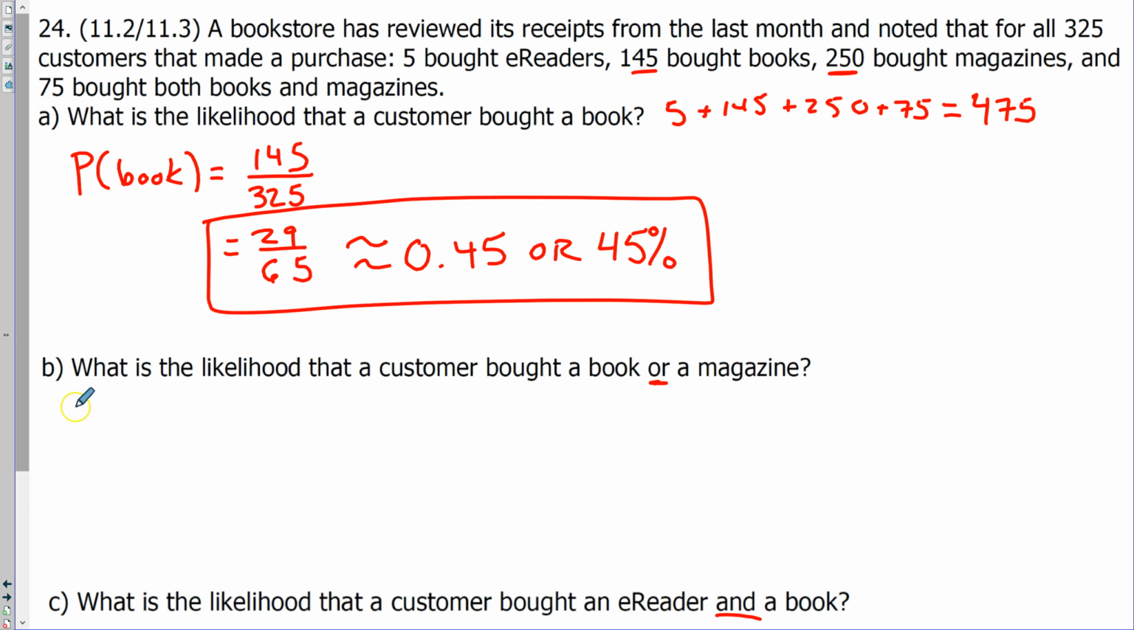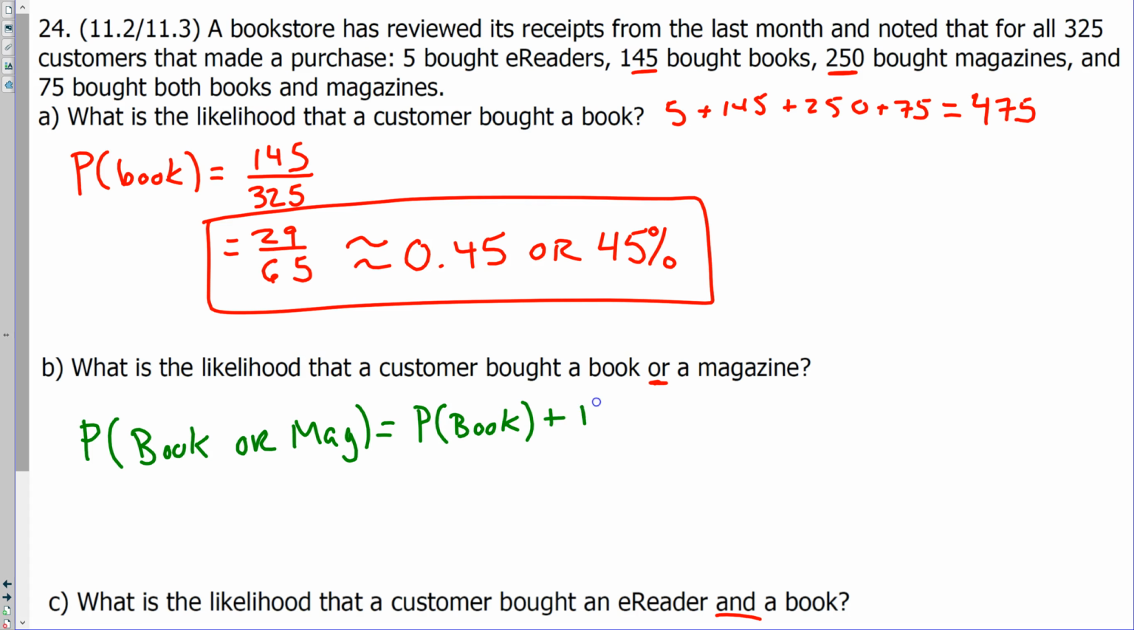Part B, we want to know the likelihood. When they say likelihood, they're just talking about probability. So the probability someone bought a book or a magazine. OR type probabilities have a very specific formula. You would find the probability of the first item, so the probability of book. You'd add it with the probability of the second item, probability of a magazine. And then you do need to subtract off the probability of both occurring, that someone bought a book and a magazine. So for us, because they listed out all the different purchases, we can find these probabilities.